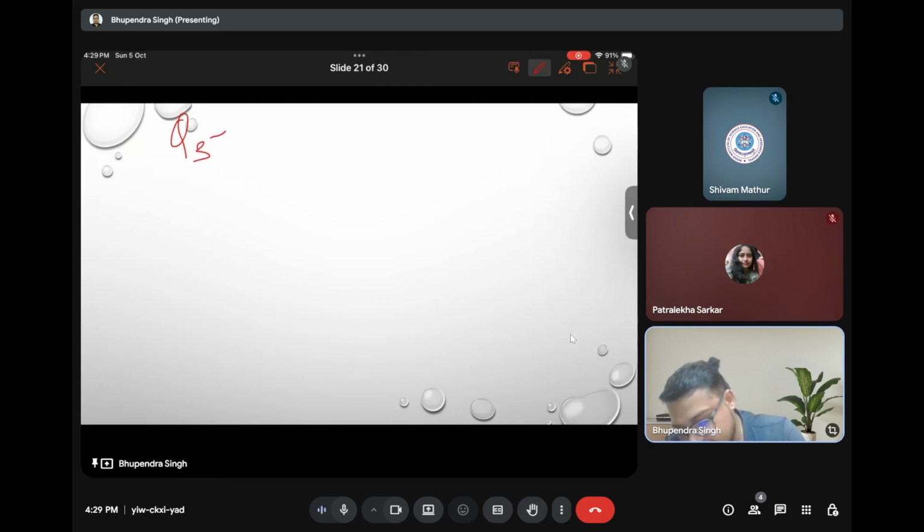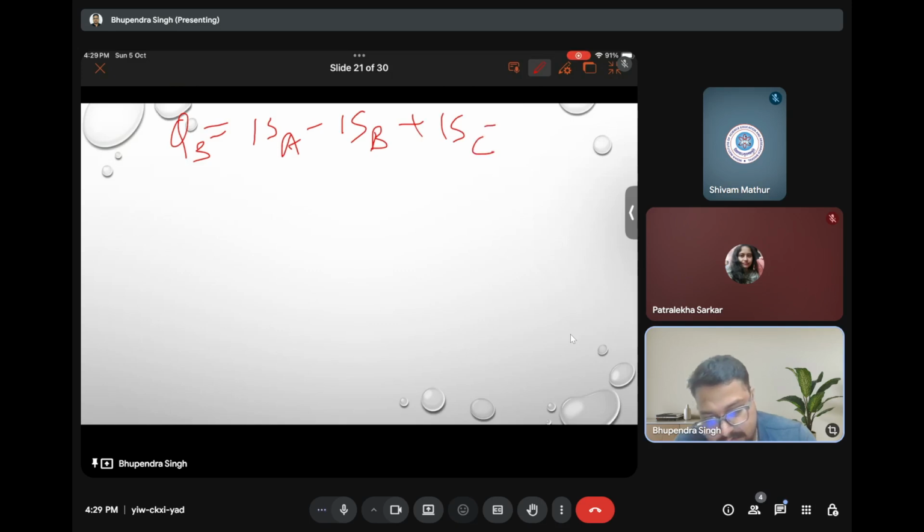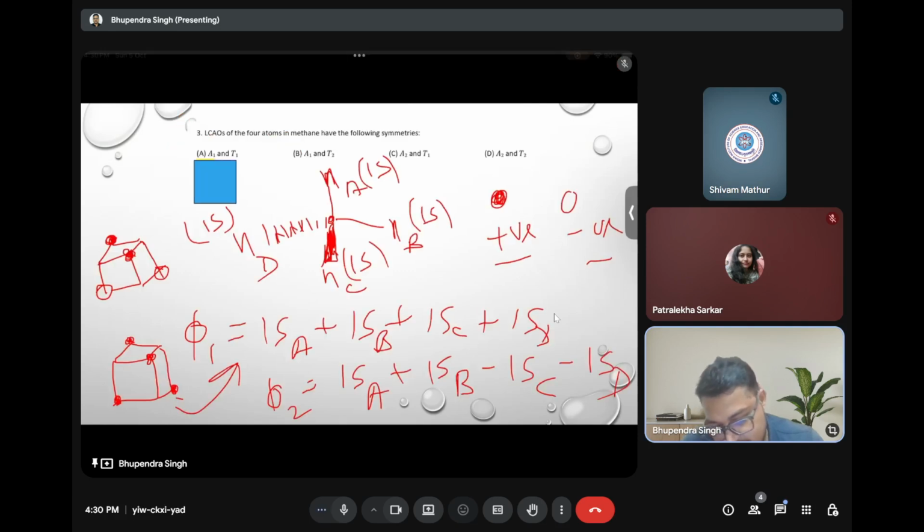Similarly, phi 3 will be 1s A, 1s B, plus 1s C minus 1s D. So, as we already know, we have written 3 conditions only. So, this is totally symmetric.